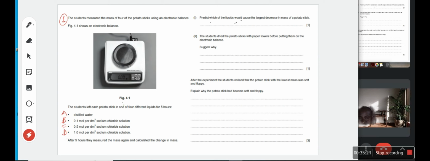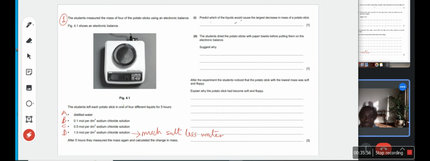D. D is the most concentrated. D has a lot of salt, isn't it? Yeah. And less water. So let's even be explaining it like this. D has much salt, less water, isn't it? So it would be D because it has less water. So that means the potato stick size would decrease because it's giving out the water.